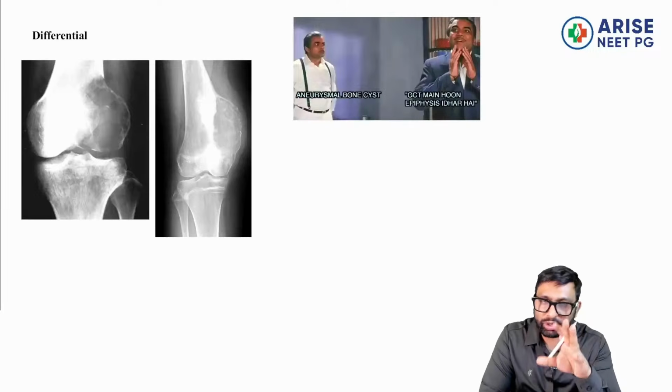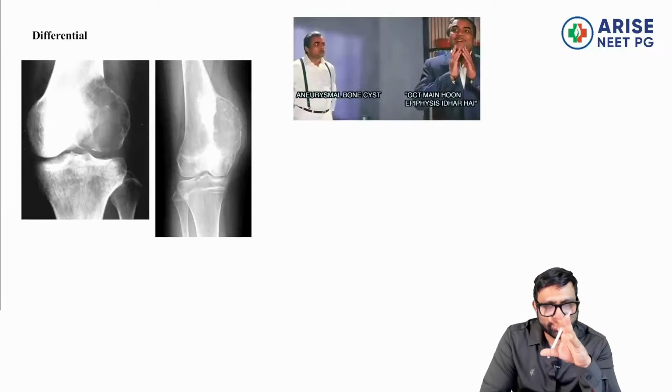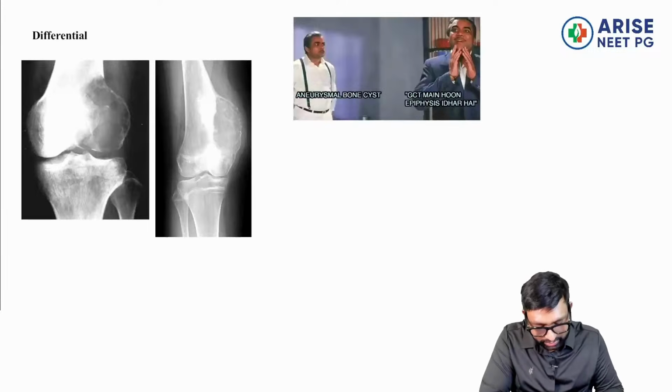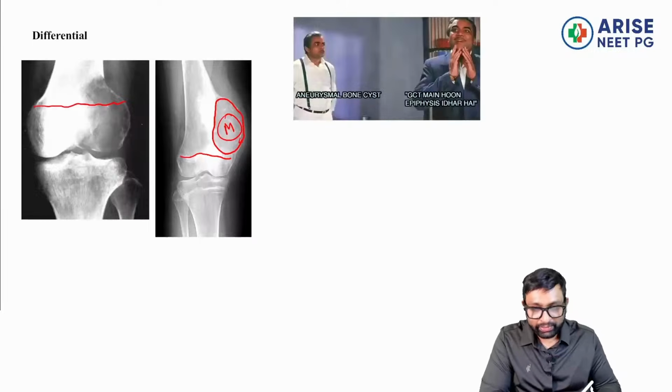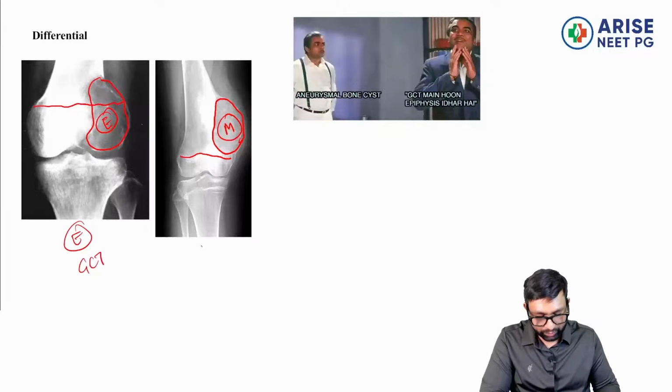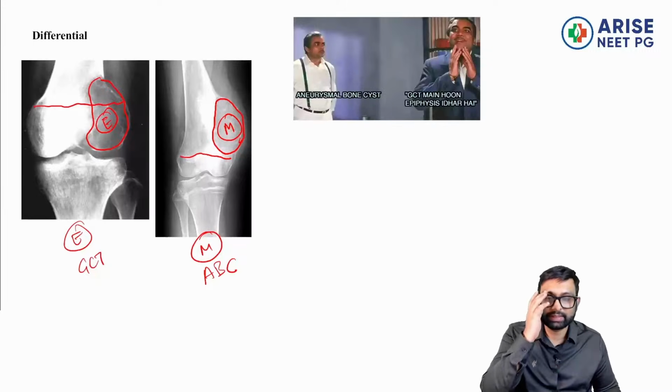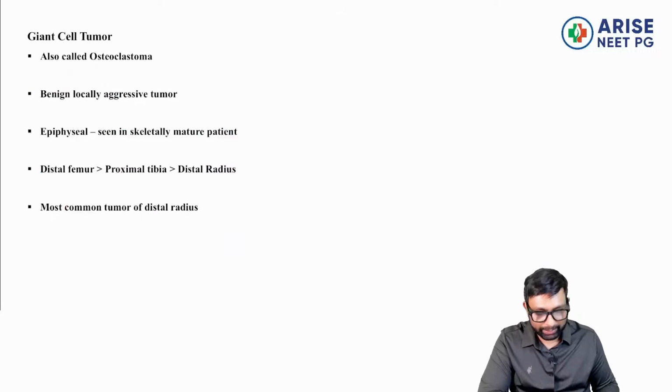But the one difference you have to understand between ABC and GCT, which might look similar, is that this is the growth plate. So one tumor will be above the growth plate here. So it is a metaphyseal tumor. And another tumor will be under the growth plate. So it is an epiphyseal tumor. So if you see an epiphyseal tumor, that is GCT. If you see a metaphyseal tumor, that is ABC. Okay, this is the difference between GCT and ABC that you have to understand.